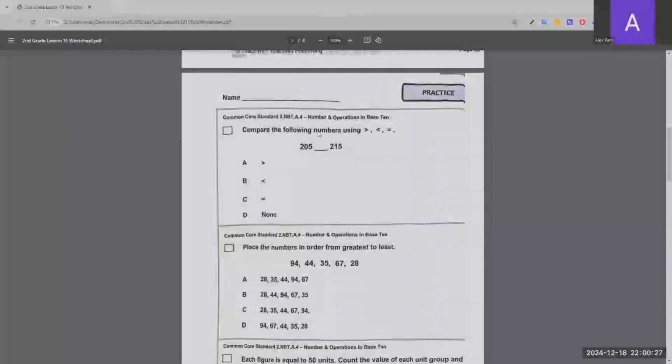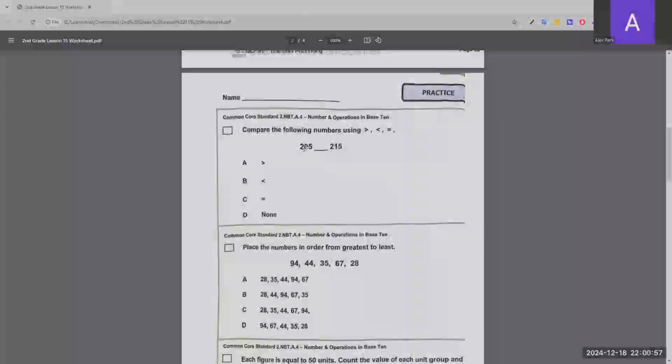All right, compare the following numbers using less than, greater than, or equal to. 205 and 215. Okay, like I said earlier, the sign is going to face the greater number. So let's say we had two numbers and the greater is on the right side. So like 1 and 0. Since 1 is greater, this open part is going to face the greater number.